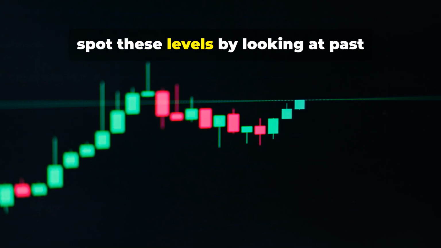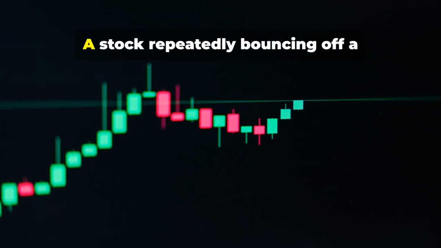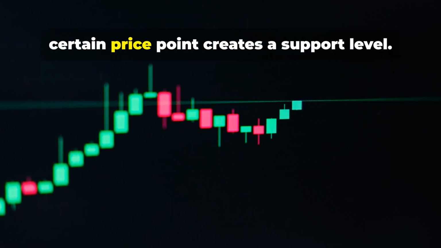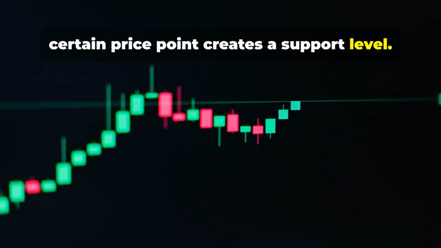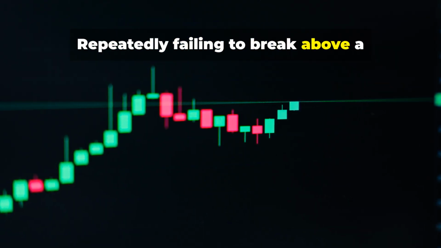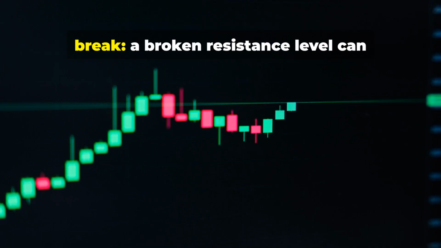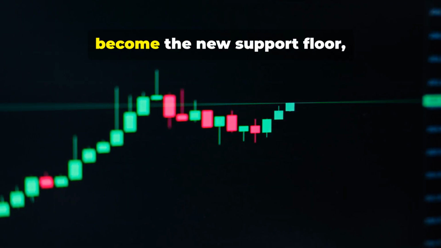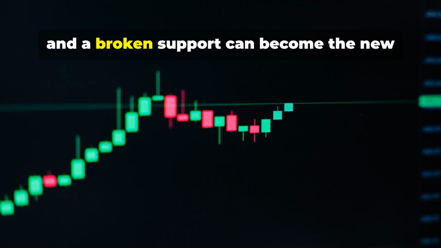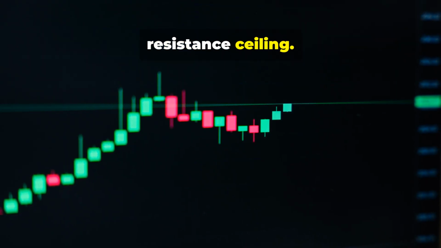Traders spot these levels by looking at past price action. A stock repeatedly bouncing off a certain price point creates a support level. Repeatedly failing to break above a price creates resistance. A cool thing happens when these levels break. A broken resistance level can become the new support floor, and a broken support can become the new resistance ceiling.